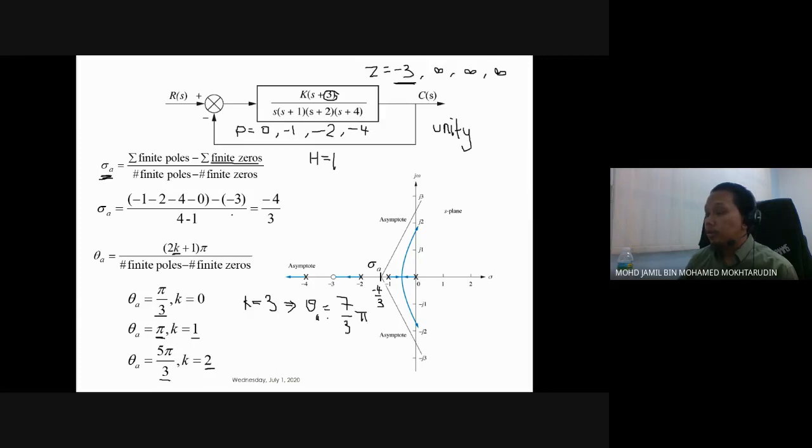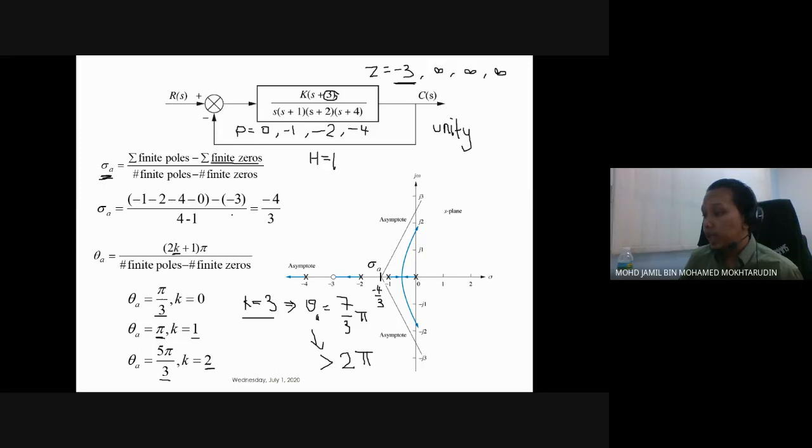So what you need to do is that when your theta a is bigger than 2 pi, then you need to stop calculating for theta a, meaning that k equals 3 is not the value you are looking for. Okay, so you stop calculating theta a when your theta a becomes bigger than 2 pi. So you only try to calculate theta a for angles below 2 pi. And then after that you try to sketch the asymptote line in the S-plane.